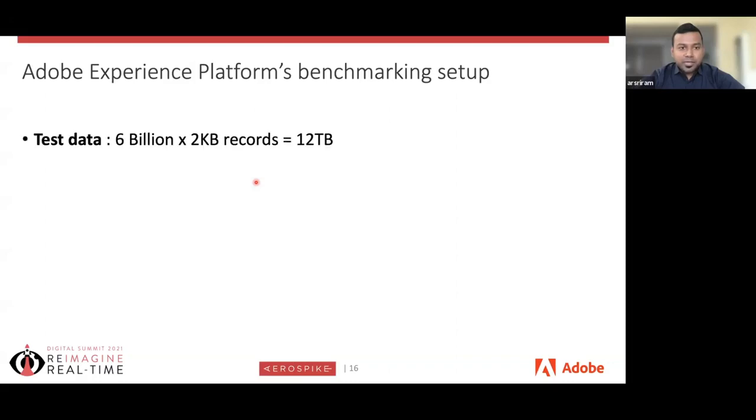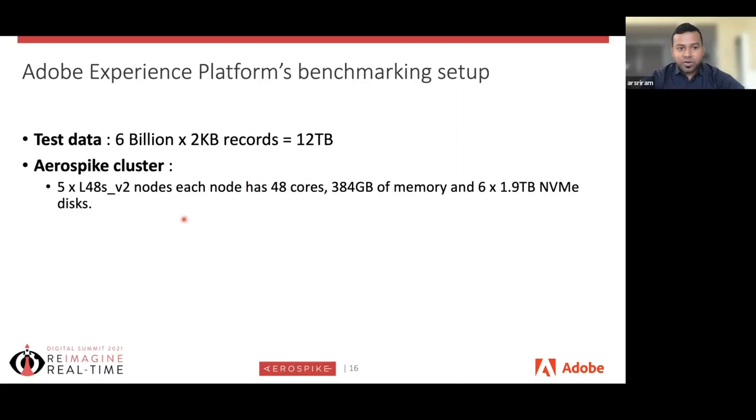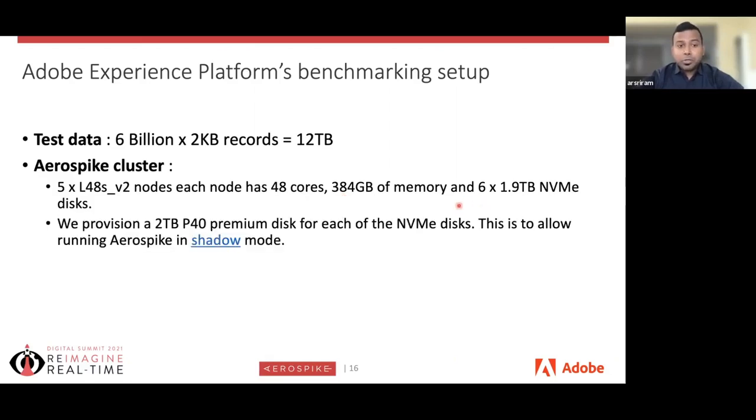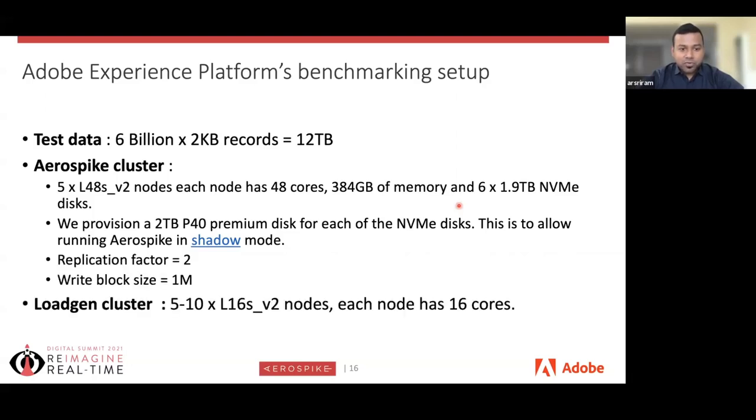So our benchmarking setup looks something like this. We're looking at 6 billion 2 kilobyte records, putting us at 12 terabytes of raw storage. The cluster has 5 L48 VMs. Each node has 48 cores, 384 gigs of memory, and 6 1.9 terabyte NVMe disks. And we also provision 2 terabyte P40 premium disks for each of the NVMe disks. This is because we run Aerospike in shadow mode and we need a combination of NVMe and the managed disk to support that. We use a replication factor of 2 and a write block size of 1 megabyte.